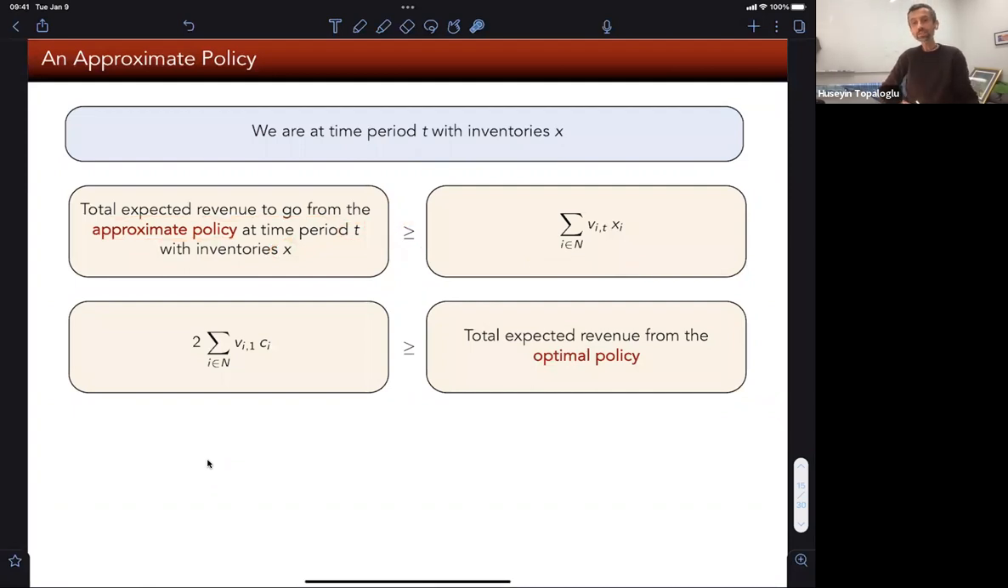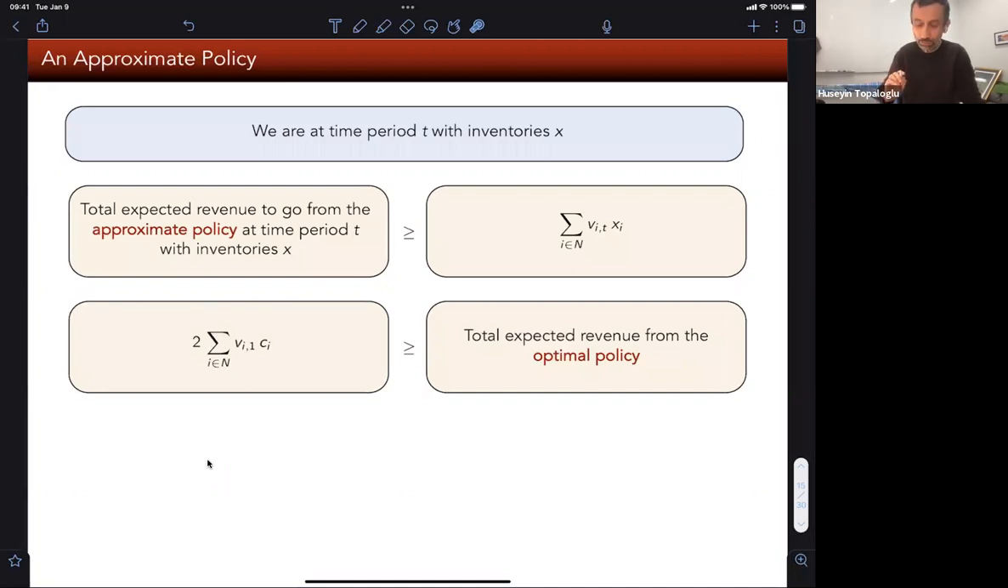What is this linear function of the inventories? I have x_i units of inventory. This is the value of one unit of product i at time period t according to my bid prices. So this is the total valuation of my inventories according to my bid prices. So the first inequality we're showing is saying the following. If I'm sitting at time period t with the remaining inventories x, then the total expected revenue collected by my approximate policy, starting from time period t with the inventories x, is at least as large as the valuation of those inventories according to my bid prices. So that's the first inequality we're going to prove. In a sense, our bid prices are kind of like the pessimistic evaluation of the inventories. Okay, so that is the first inequality we're going to prove.